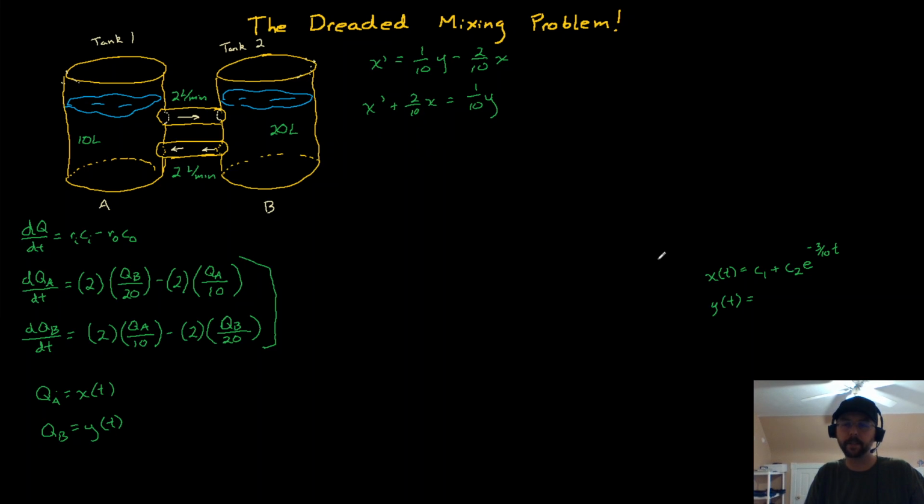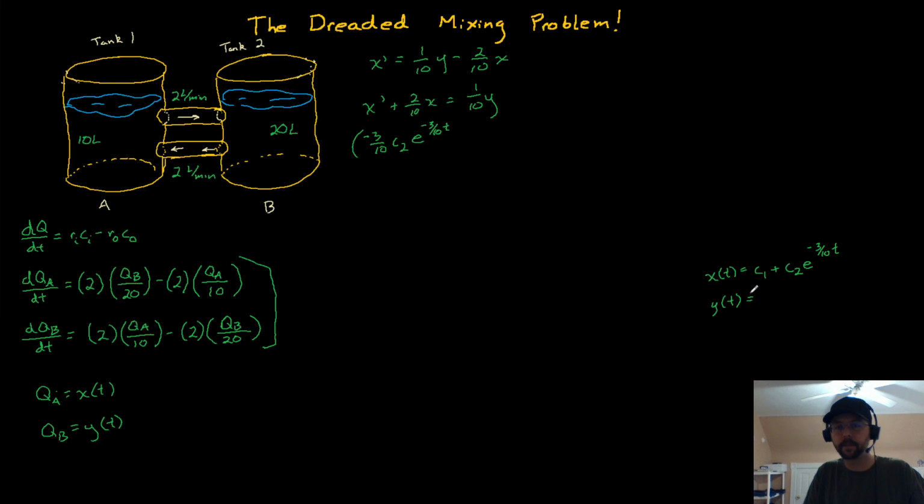we're going to solve for x's here. So if this is x of t, it goes in right here. The derivative of x of t goes in right here. So let's take the derivative of that. The derivative of a constant is 0, so we're left with the derivative of this term. The derivative of this term is just negative 3 over 10 c2 e to the negative 3 over 10 t.